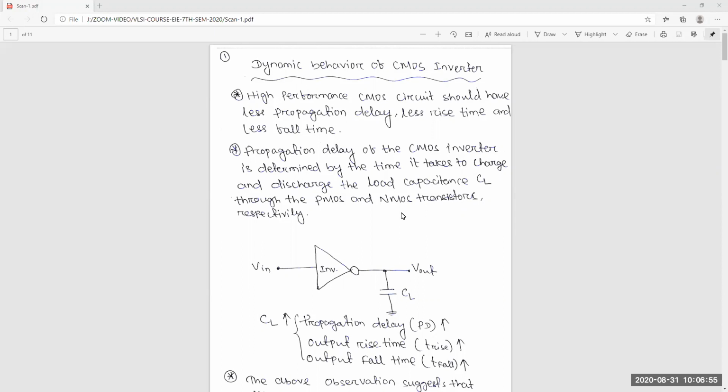That means, what is the delay? That is the propagation delay, the delay from input to output. That is called propagation delay. We'll discuss that, and again we'll discuss the rise time and fall time.